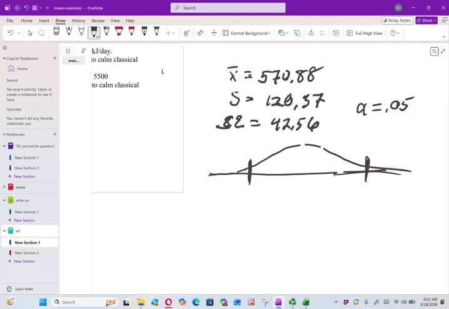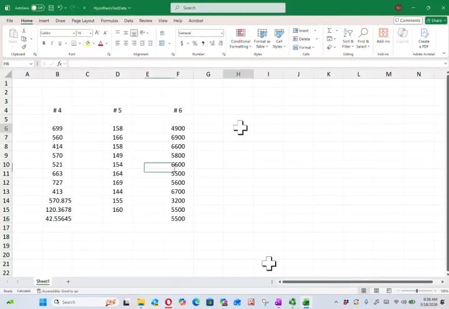This is always the way it goes. If it's a two-tailed test, you split the probability between the two ends. 0.025 here and 0.025 here. I need to look up the t-value that cuts off 2.5% on the low end and the high end. And for that we need Excel.